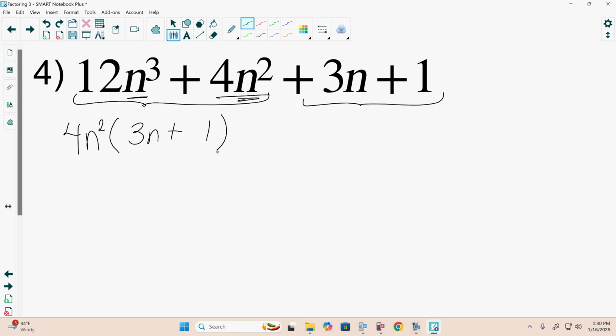Questions on this so far? So all we're doing is looking at those first 2 terms individually and finding the greatest common factor, something that's in common in both terms, and we divide it out.